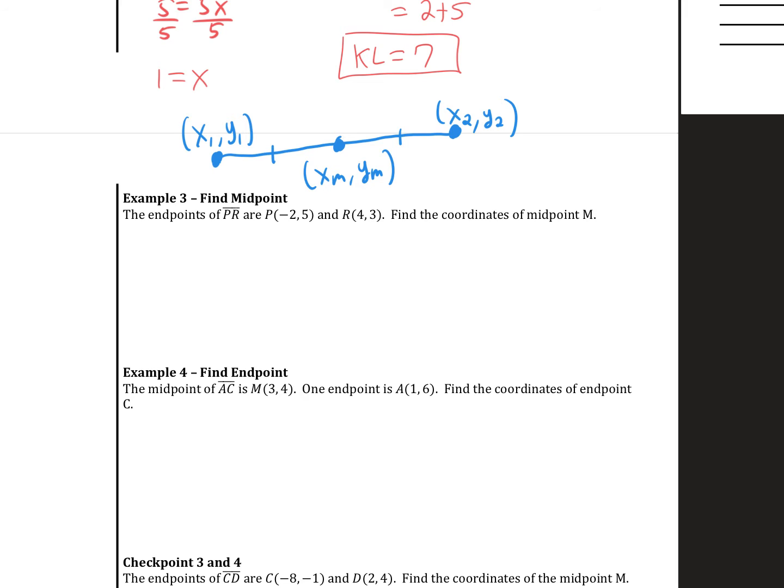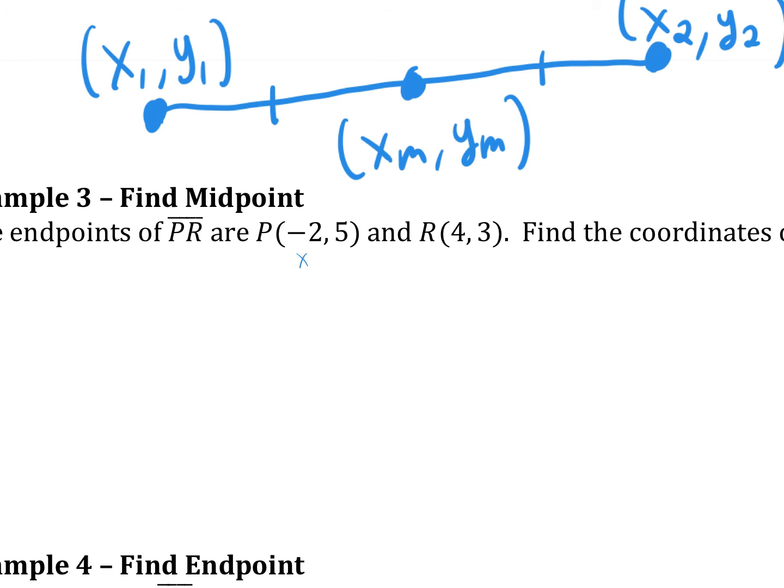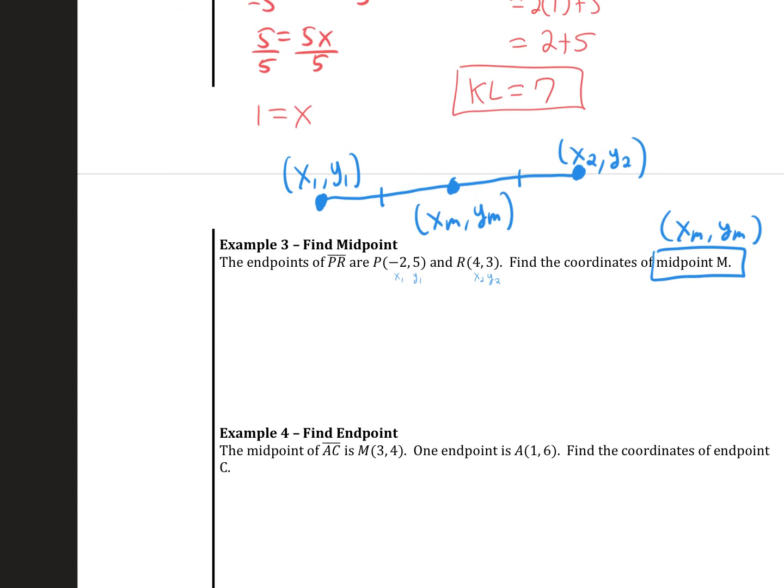Find the coordinates of midpoint M. So we're looking for midpoint M, okay? Now, in the drawing up there, what were the coordinates we're looking for? x sub m, y sub m. Which means if these are the endpoints, we're going to label them x1, y1, and x2, y2. Okay? So now we're going to plug into the formula.